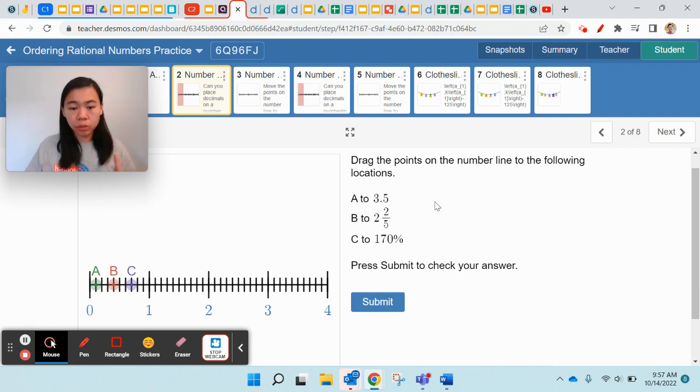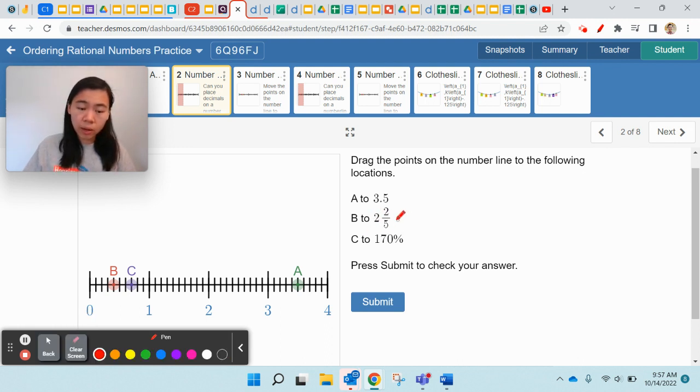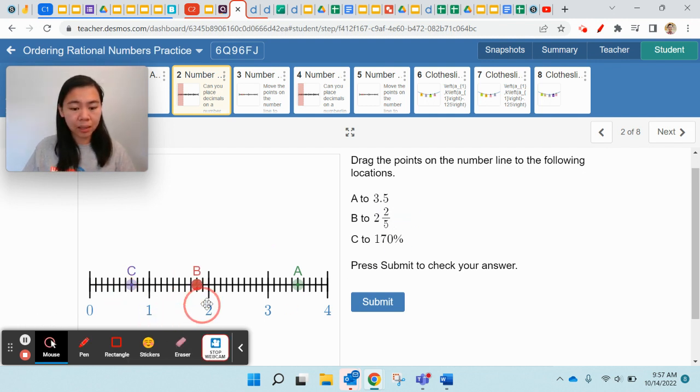Okay, so for this very first one, slide 2, move point A to 3.5. That's really simple for us to do because the number line is already set up that way. So we're going to put A at 3.5, which is 5 ticks over. B, on the other hand, is a mixed number. It's a whole number and a fraction, 2 and 2/5. So I do know that B is going to be at least past this whole number 2, but we need to know what 2/5 is to know how far to move that point over.